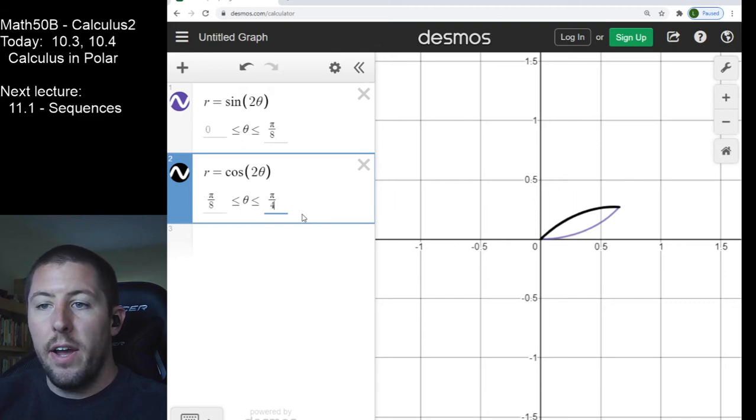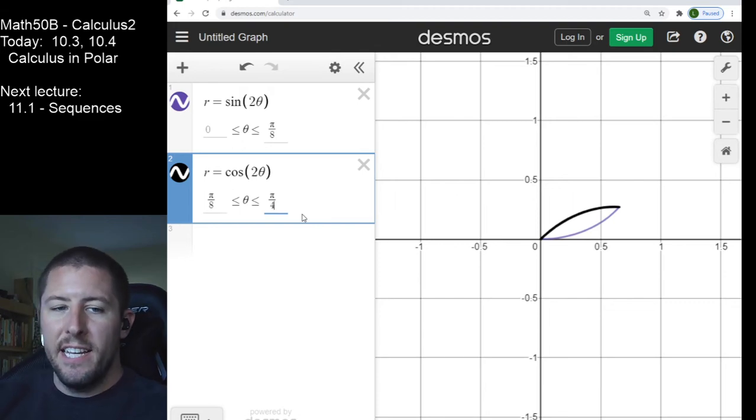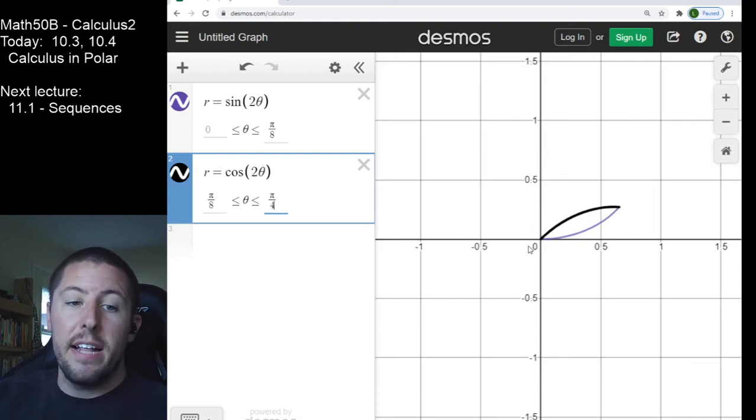It looks like going up to pi fourths is getting us exactly what we want. So notice here, if we allow our angle to go from pi eighths to pi fourths, that's going to bring us from our intersection location back to the origin. That's exactly where we wanted to be with this guy.